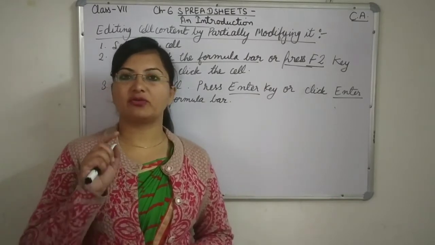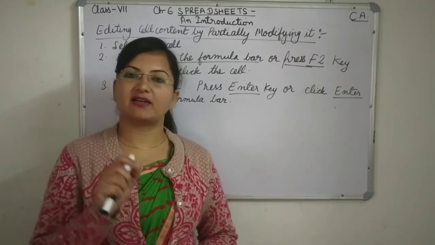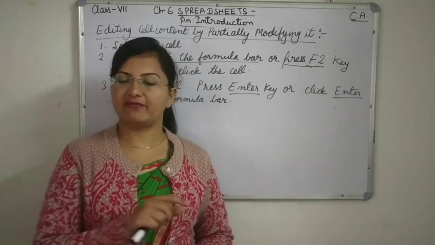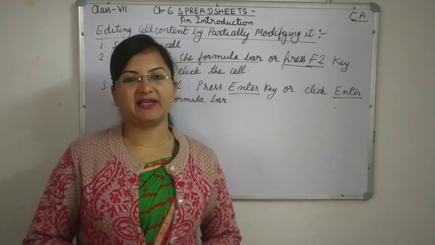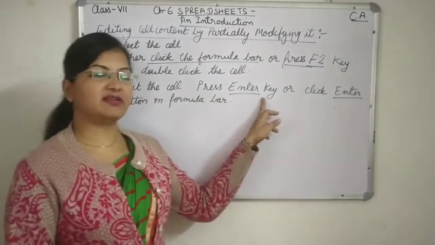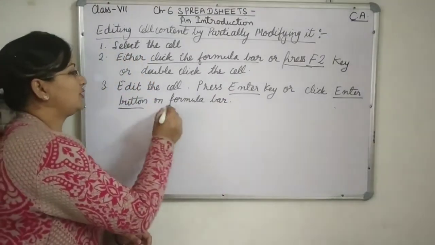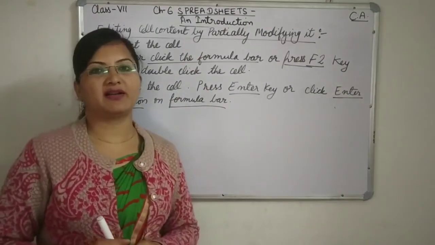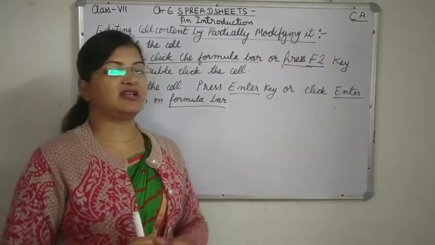Whichever cell is selected, simply double click, and the cursor will appear inside the cell. Then use the arrow keys to go back and forth, change the spelling wherever you want, and then press enter. So edit the cell, then press the enter key, or you can also click the enter button. Where is the enter button? Just now I told you that it is near the formula bar. The right button near the formula bar is the enter button. You can click on that, or press the enter key on the keyboard.